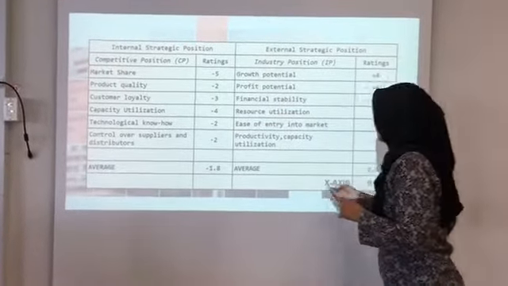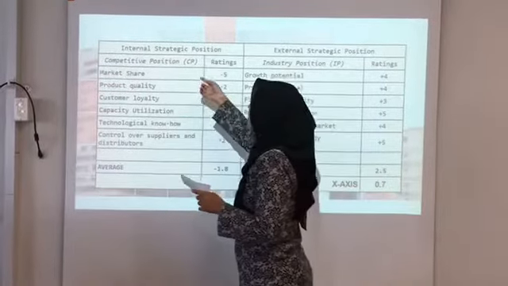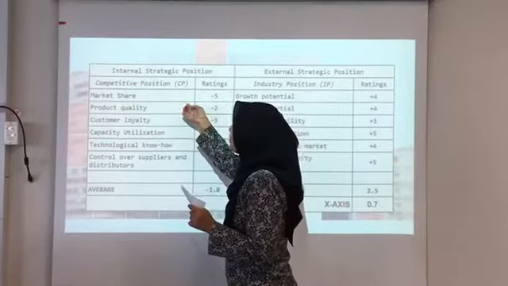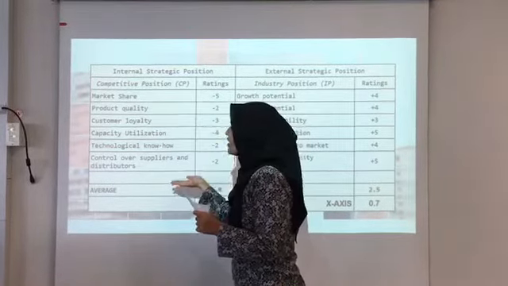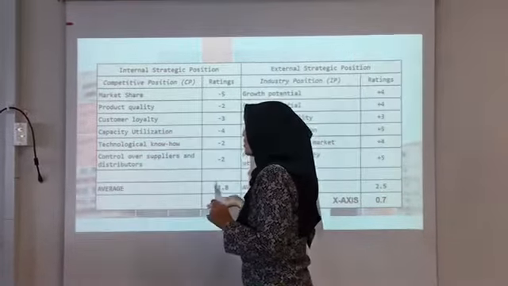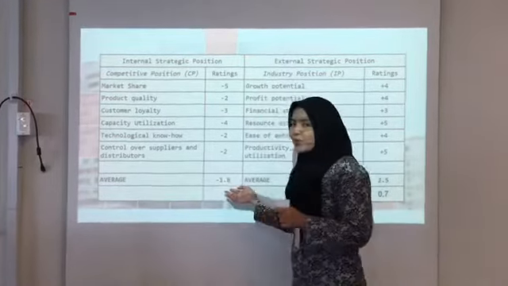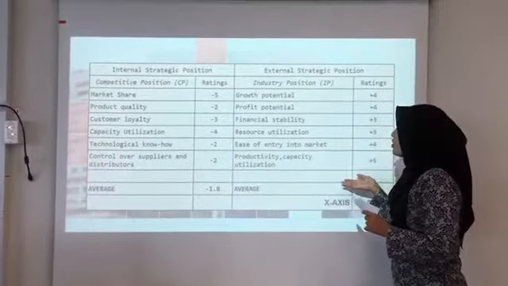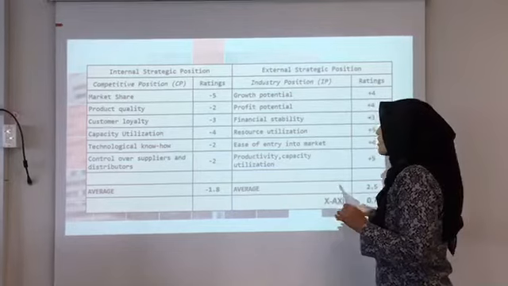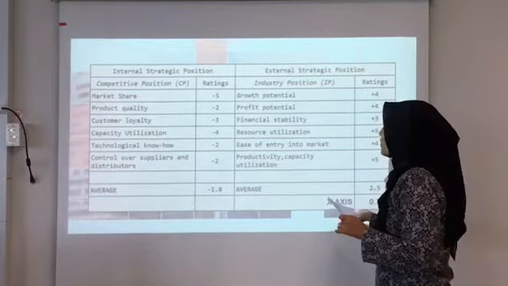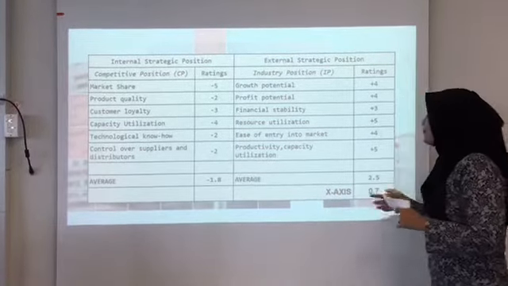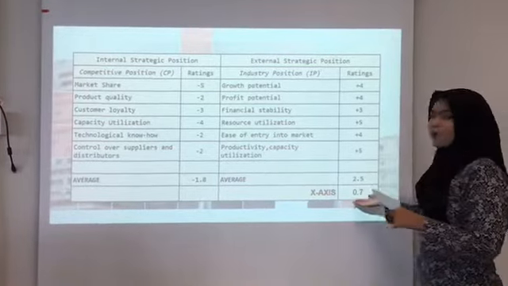Okay, so for the x-axis, we consist of internal strategic position, which is competitive position, that has market share, product quality, customer loyalty, capacity and utilization, technological know-how, control over suppliers and distributors. We get the average is negative 1.8. And for the industry position, we have growth potential, profit potential, financial stability, resource utilization, ease of entry into market, productivity, capacity and utilization. We get the average is 2.5, and the x-axis we get 0.7.